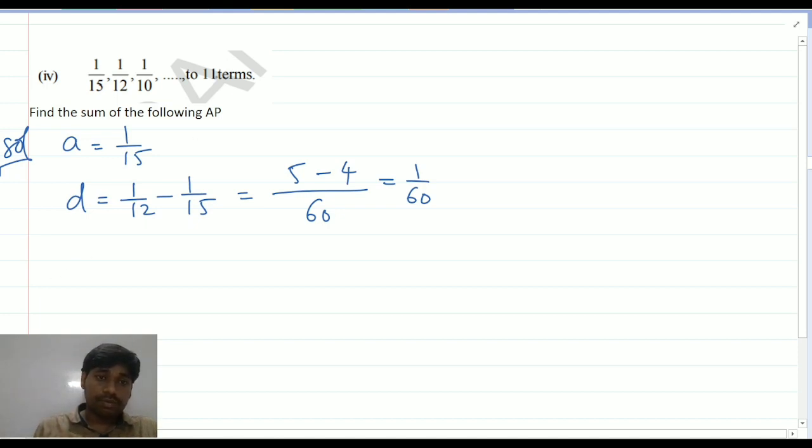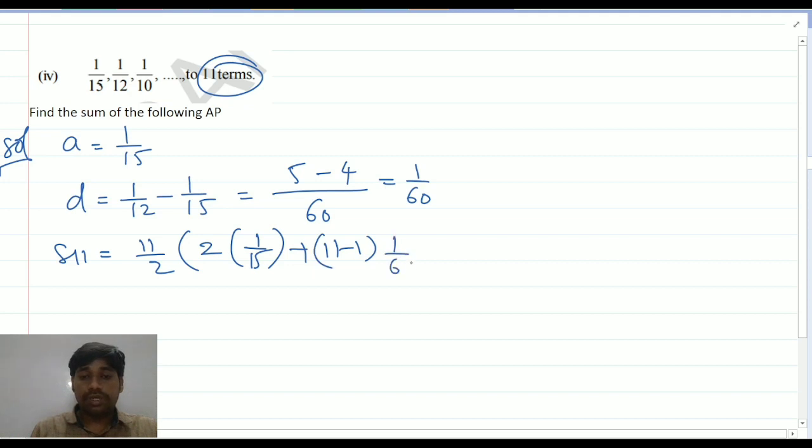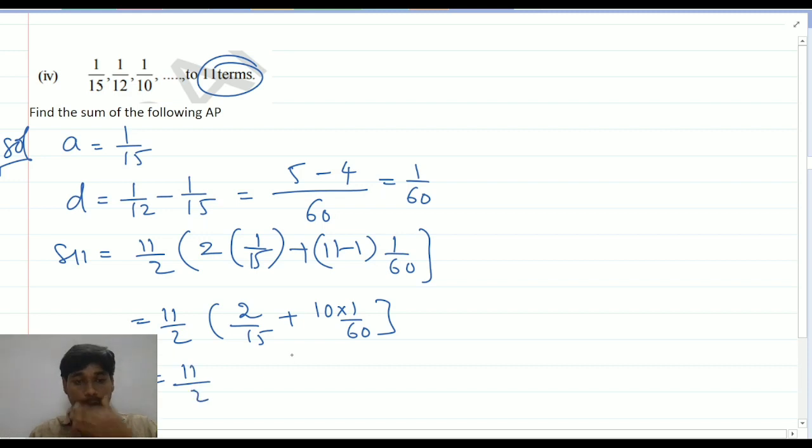Afterwards, we have to find the sum of 11 terms. S11 equals 11 by 2 of 2 into a, which is 1 by 15, plus (11 minus 1) into the common difference 1 by 60. Then 11 by 2 of 2 by 15 plus 10 into 1 by 60. So 11 by 2 of, as the LCM is 60, 15 is 4 times, 4 twos are 8, plus 10 by 60.